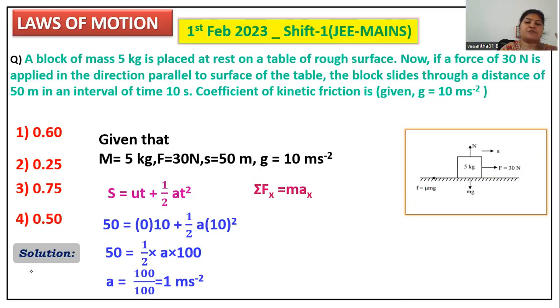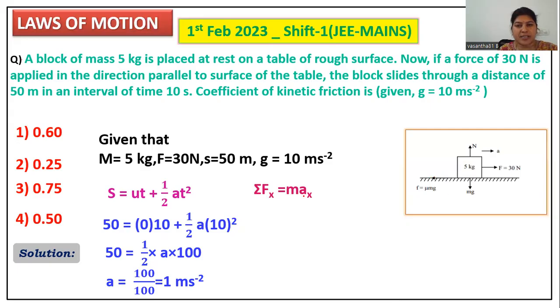Now in text form, we observe once again. I'm repeating the solution. Given data is this one. First of all, we find the acceleration value by using s equals ut plus half a t squared. The data is substituted in this formula, and we derive the value of acceleration as 1 meter per second square. Next, Newton's second law is applied along the horizontal direction.